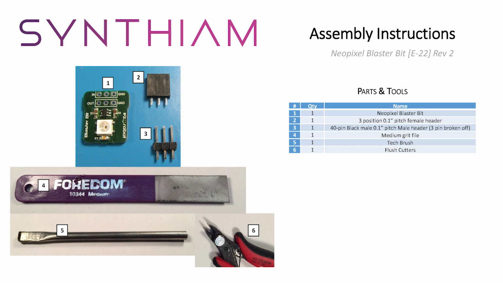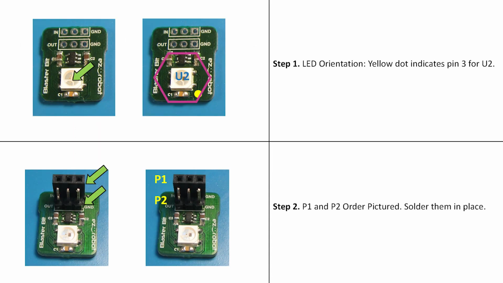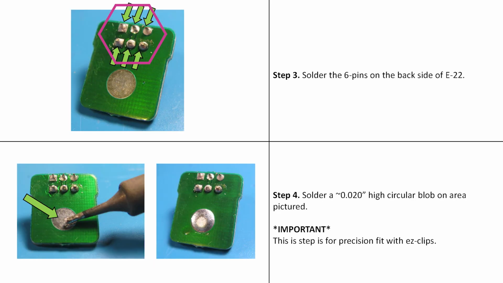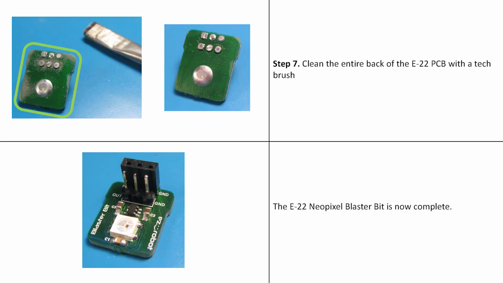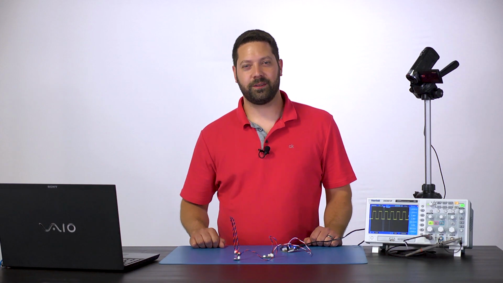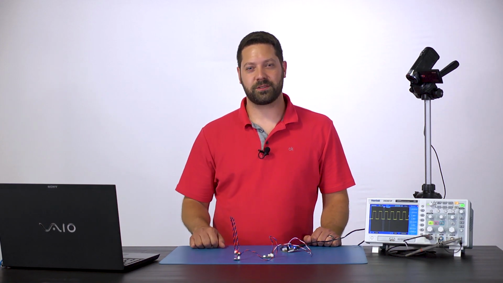And here is the assembly for the Neopixel Blaster bit. Same thing, this connector is actually a JST one now. But make sure the LED is oriented correctly. And then solder what headers you want on there. And that's about it. So that was the rollout for E21 Neopixel Blaster and E22 Blaster bit.